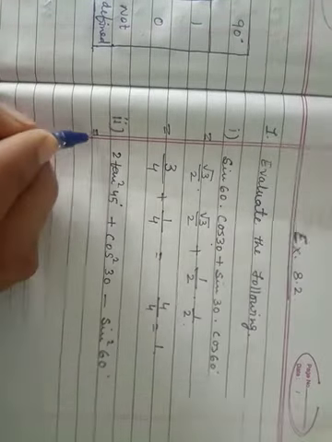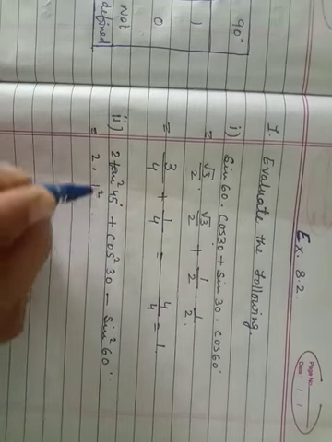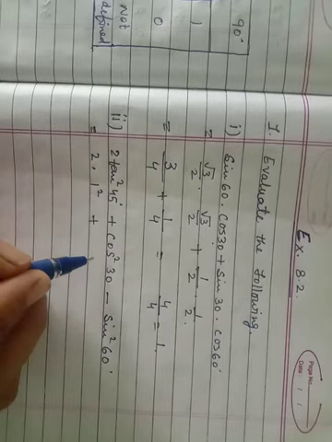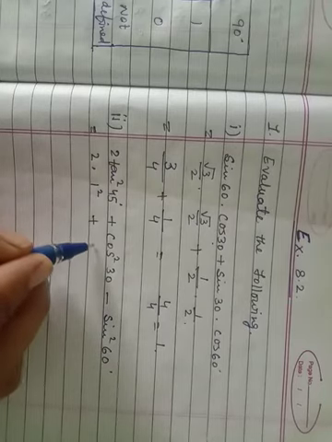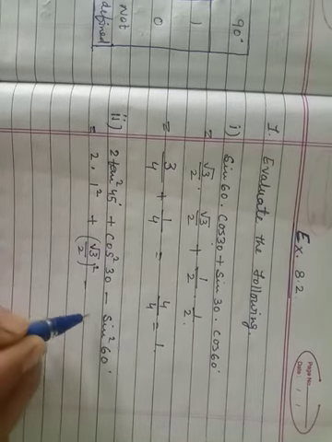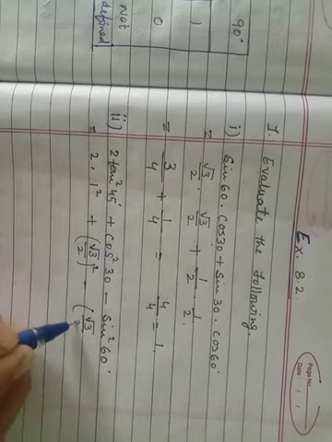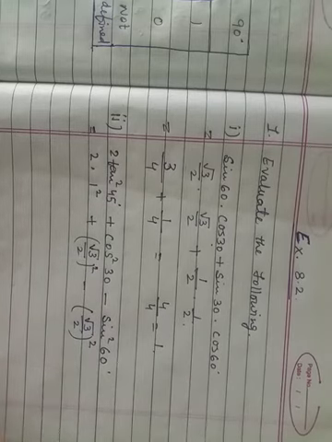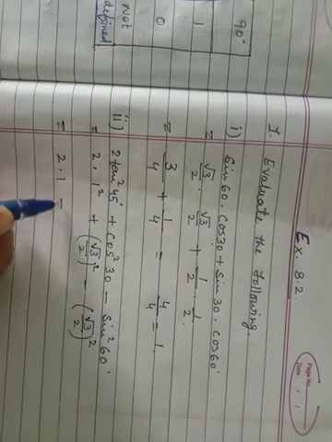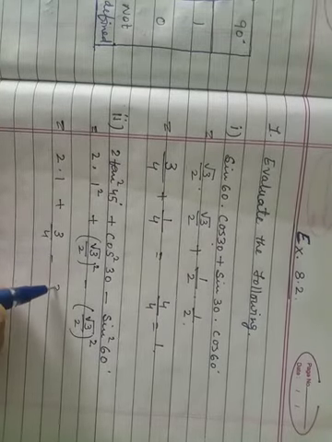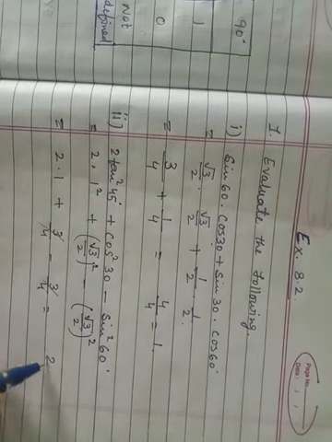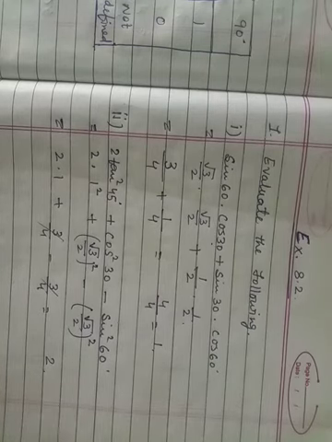So this will be 2 into 1 square. Tan 45 is 1, so the square of 1 will also be equal to 1 only. Cos square 30 is root 3 by 2 whole square, minus sin 60 root 3 by 2 whole square. So this is 2 into 1 plus 3 by 4 minus 3 by 4. The 3 by 4 gets cancelled, so it is equal to 2 only.